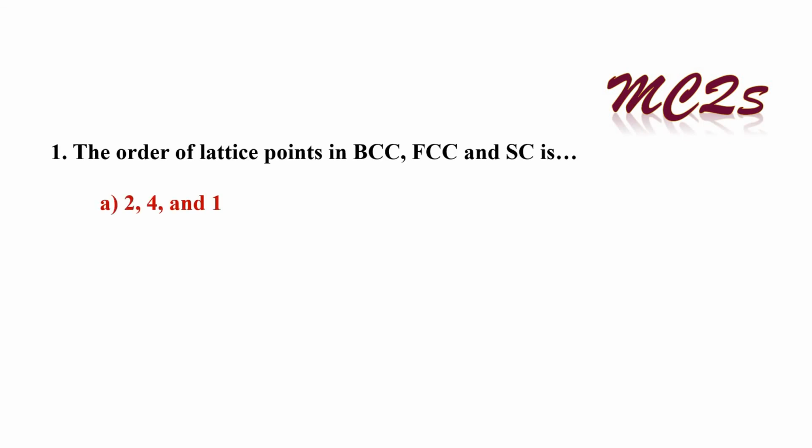Okay, next we will take a little bit of MCQ. The order of lattice points in BCC, FCC and simple cubic: how many will there be? For BCC, the lattice points are 9, and for FCC, how many lattice points here? 14, and for simple cubic the lattice points are 8 here. So the answer will be C.